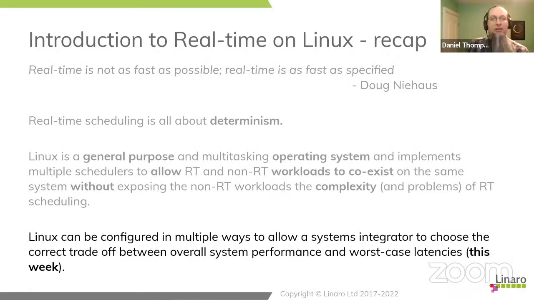So this is a slide you saw last week. It was the introduction that told us that real-time is about being as fast as specified, and we looked closely at the differences between general purpose and real-time loads, and the fact that we want to have these quite separated in the Linux world. And I told you last week that Linux can be configured in multiple different ways to allow you to choose the right trade-off between system performance and worst-case latency. And that is what we're back to talk about this week.